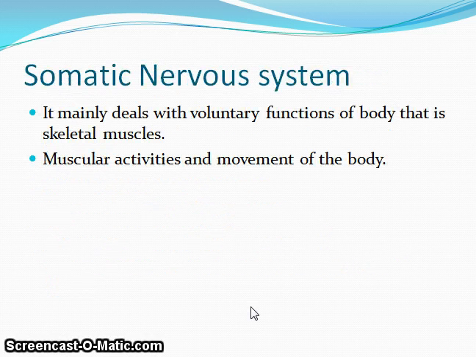Now somatic nervous system, it mainly deals with the voluntary functions of body, that is skeletal muscle, muscular activities and movement of the body. Say for example, if you want to raise your hand, you can raise your hand. You want to run, you want to walk, all these things. Or if you don't want to walk or sit down, all these things are under your control. So that all are under the somatic nervous system. Okay, muscular activities and the movement of your body.